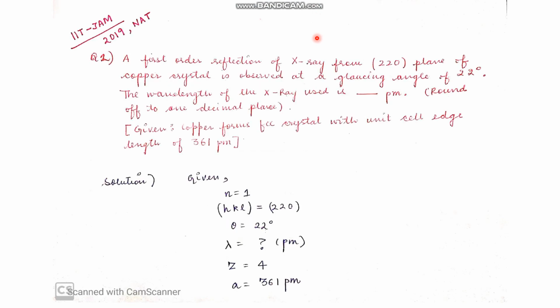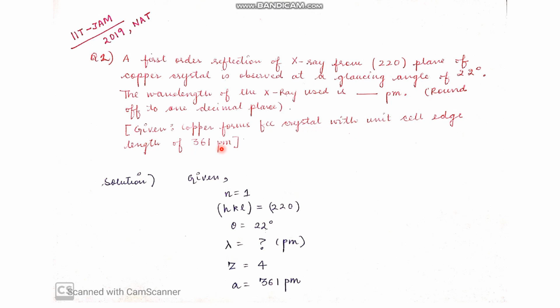So the question is, a first order reflection of X-ray from the 2 2 0 plane of a copper crystal is observed at a glancing angle of 22 degrees. The wavelength of the X-ray used is in picometers. We have to find out the wavelength in picometers. So additional given information here is copper forms FCC crystal with unit cell edge length of 361 picometers.